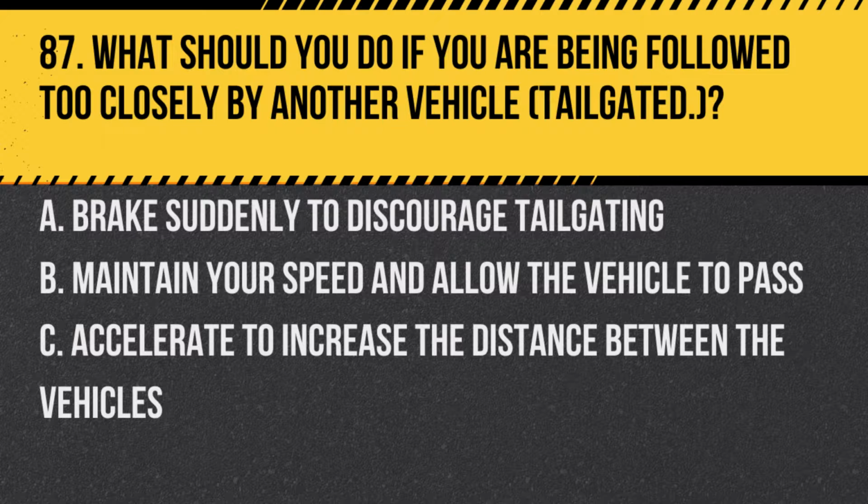A. Brake suddenly to discourage tailgating. B. Maintain your speed and allow the vehicle to pass. C. Accelerate to increase the distance between the vehicles. Answer: B. Maintain your speed and allow the vehicle to pass. If being tailgated, maintain a steady speed and allow the tailgating vehicle an opportunity to pass when it's safe.